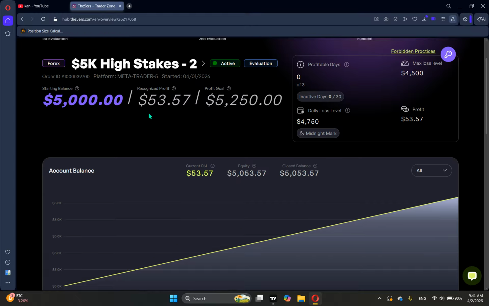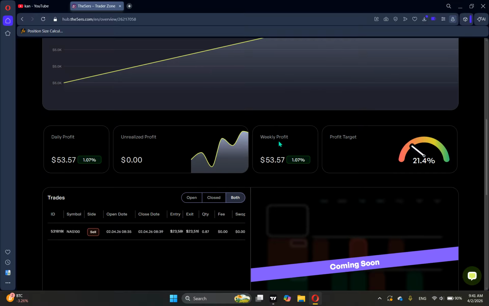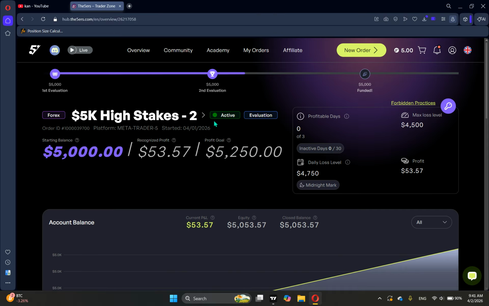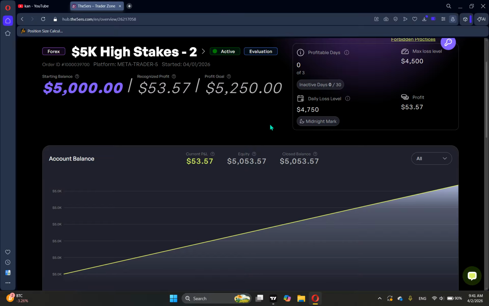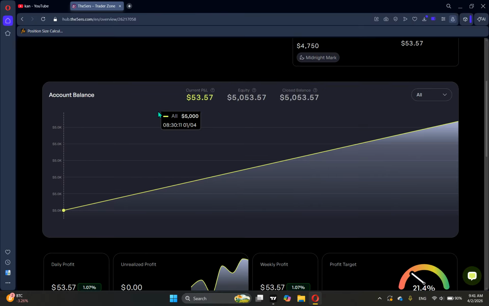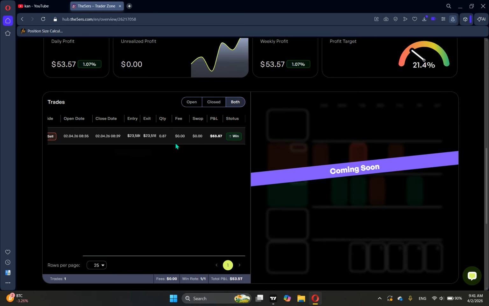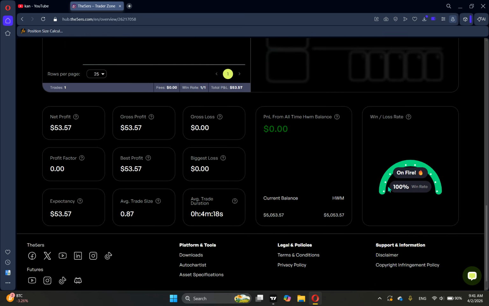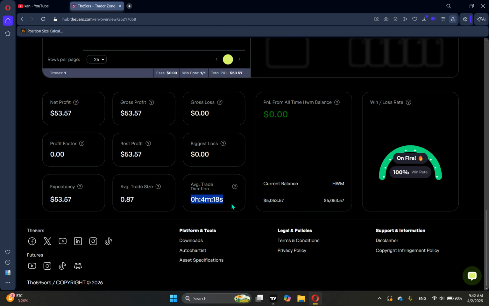Crazy. Alright, so this is the second evaluation. Currently up 1% and some change. For this one, we just need 5%, I believe. So 1% already, just need to make 4 more percent. If I just keep discipline, it definitely can be done. So far, one trade, one win. Of course, 100% win rate because it's the first trade. Literally 4 minutes for that trade.